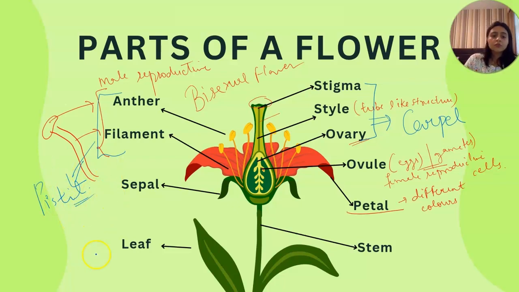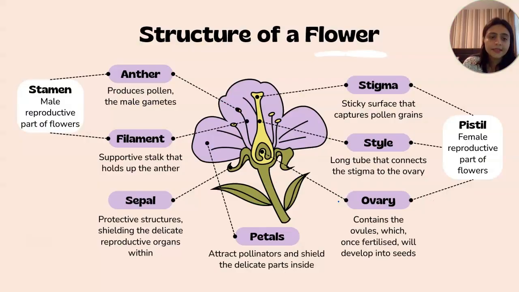Now this is the leaf and this is the stem, and these are the sepals, which somewhat look like the petals, but they are smaller than the petals. Okay, petals are these which have different colors, as I already told you. Now one by one, through their functions, we're going to learn the parts of a flower. Okay, let us see. So this is the structure of a flower.